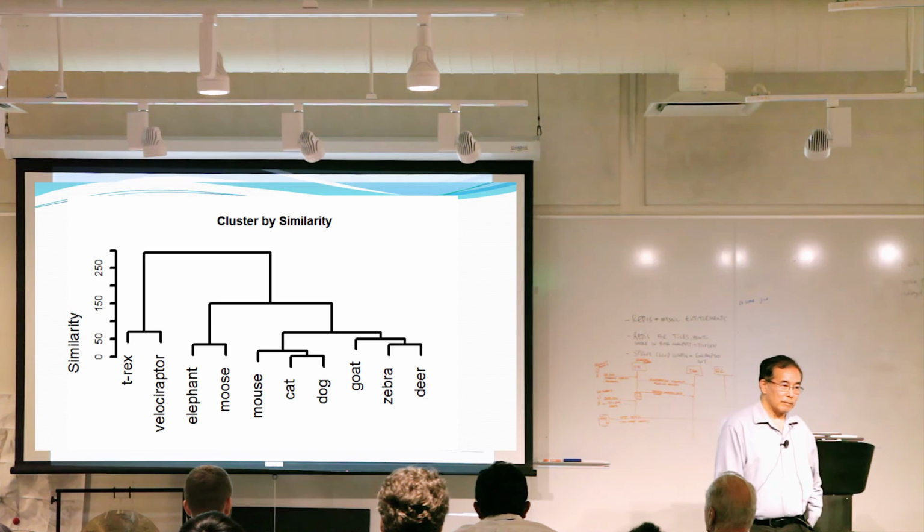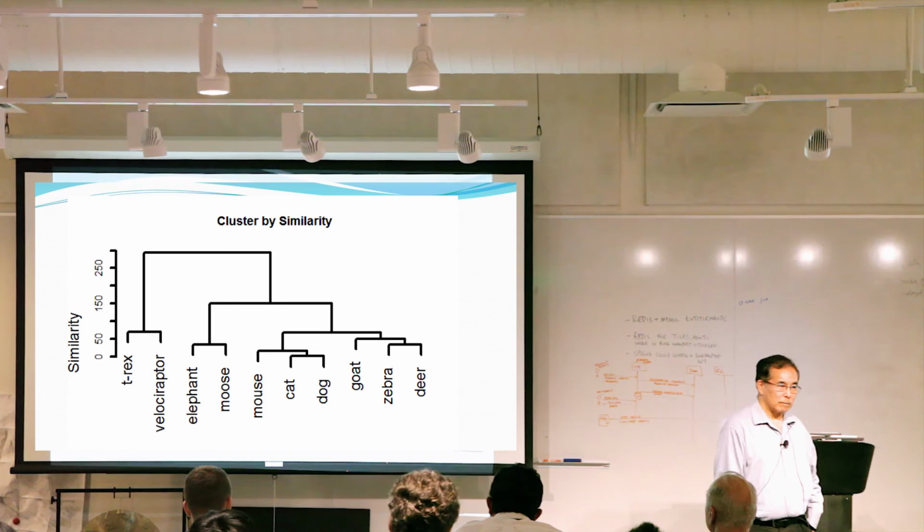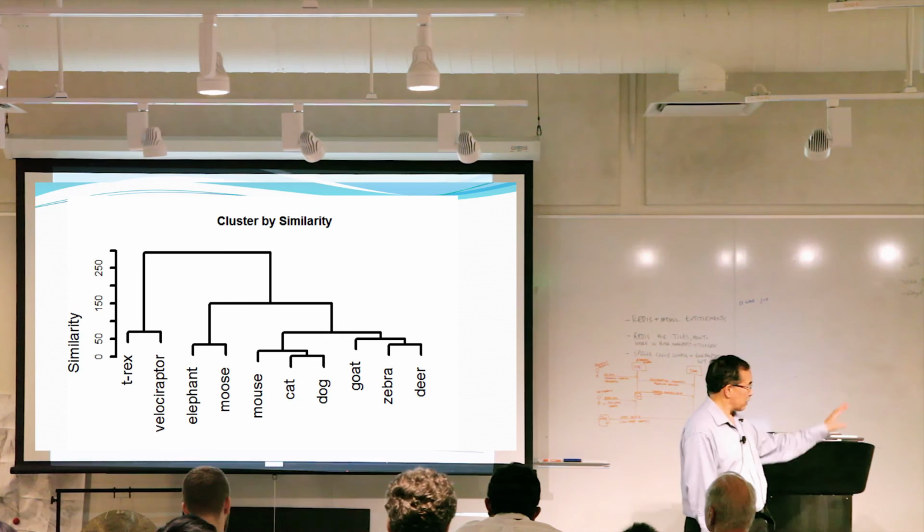Possibly together, but that doesn't mean they are similar. Mouse, cat, and dog, it's not necessarily very similar. So, these are different people. Well, that actually says that those are pretty similar.